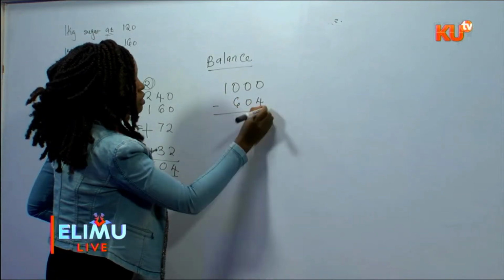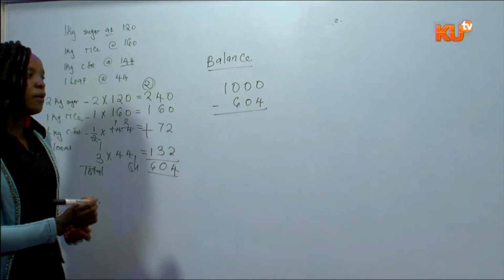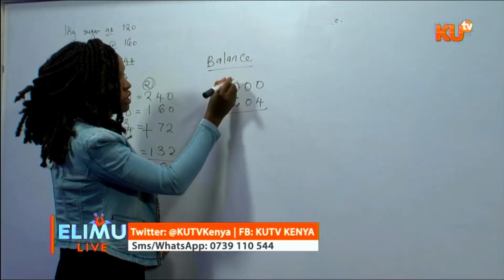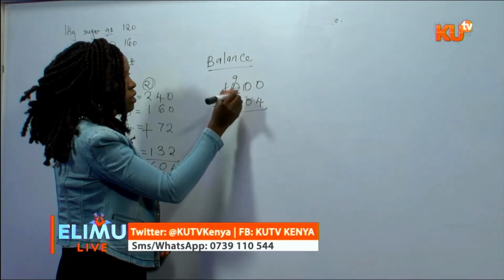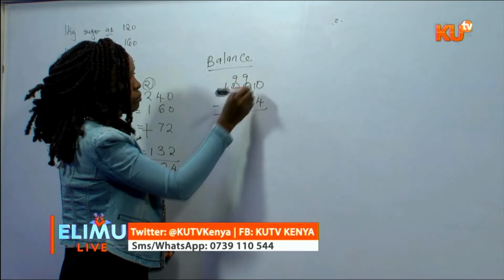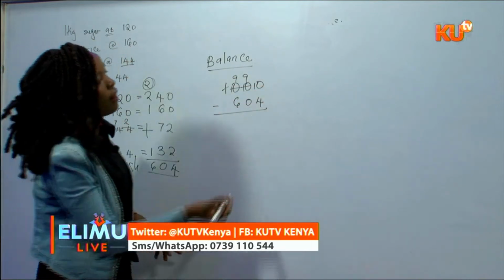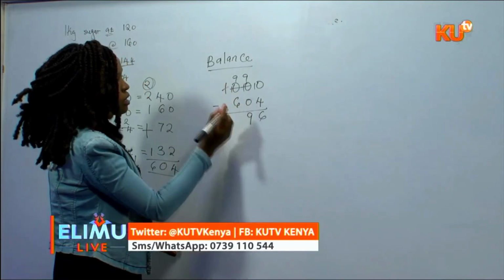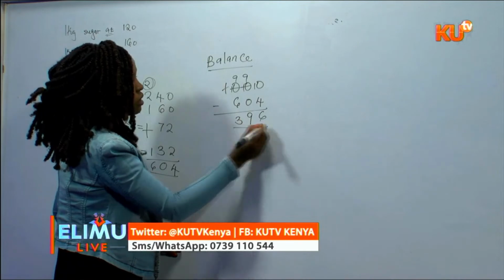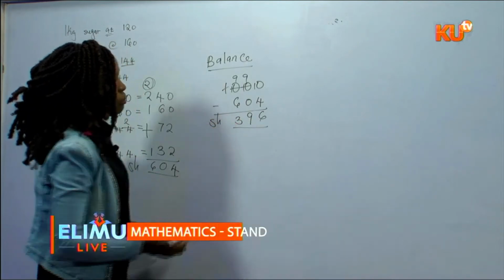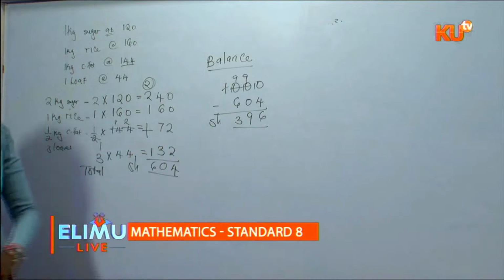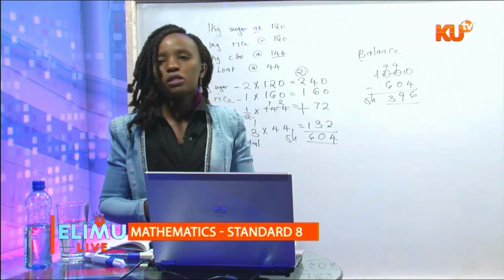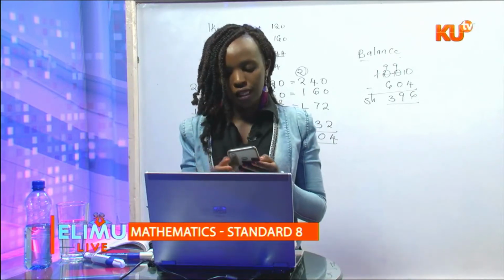604 shillings. We borrow from this one, 10, we borrow again from here, we get 9. We borrow again, we remain with 9. I bring 1, now I have 10. 10 minus 4, I get 6. 9 minus 0 is 9. Then 9 minus 6 is 3. So the balance that she received was 396 shillings. And that was the balance, and that was the answer for that year.